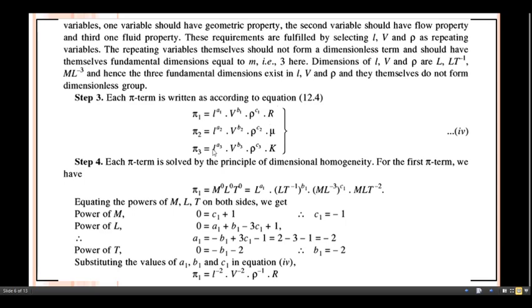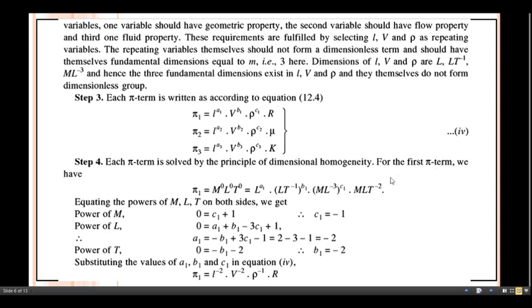Similar case with pi 2, where only the powers change, using a2, b2, c2, and here you should multiply by the next variable, that is mu. Similar case with the next one, k should be multiplied, and a1 should be replaced by a3. Now each pi term is solved by the principle of dimensional homogeneity.